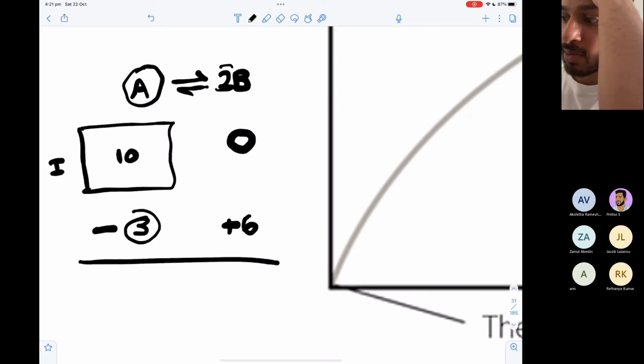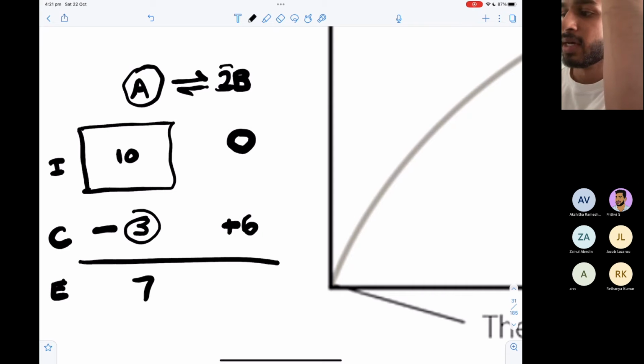And let's say at equilibrium, that's the change in concentration. The equilibrium concentration of A is going to be 7. Equilibrium concentration of B is going to be 6. And they're going to be exactly constant after this point in time, because for every molecule of A that is formed, 1 molecule of A is used up. For every molecule of B that is formed, 1 molecule of B is used up.